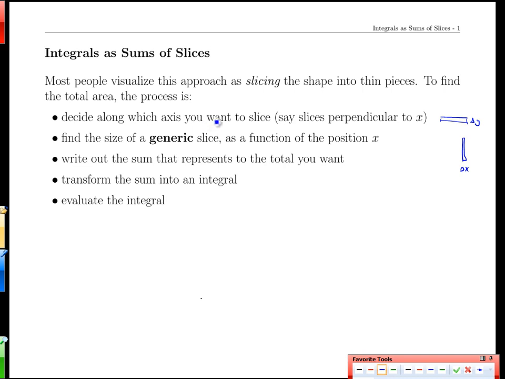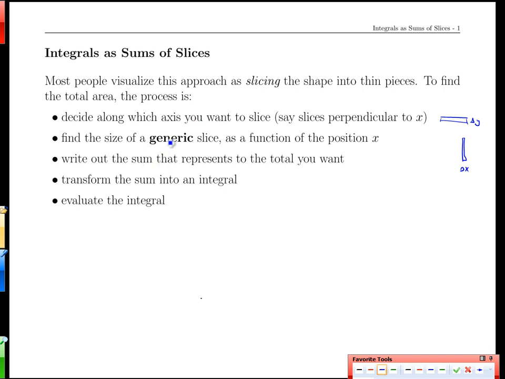Once you've decided how to slice, the next question is, how can you find the area or the volume of a representative slice? And here's the key thing that trips up many students. Don't try to overthink and find the area of one slice, but find the area of a slice in general and get a formula for that area. Those are the two hardest parts.